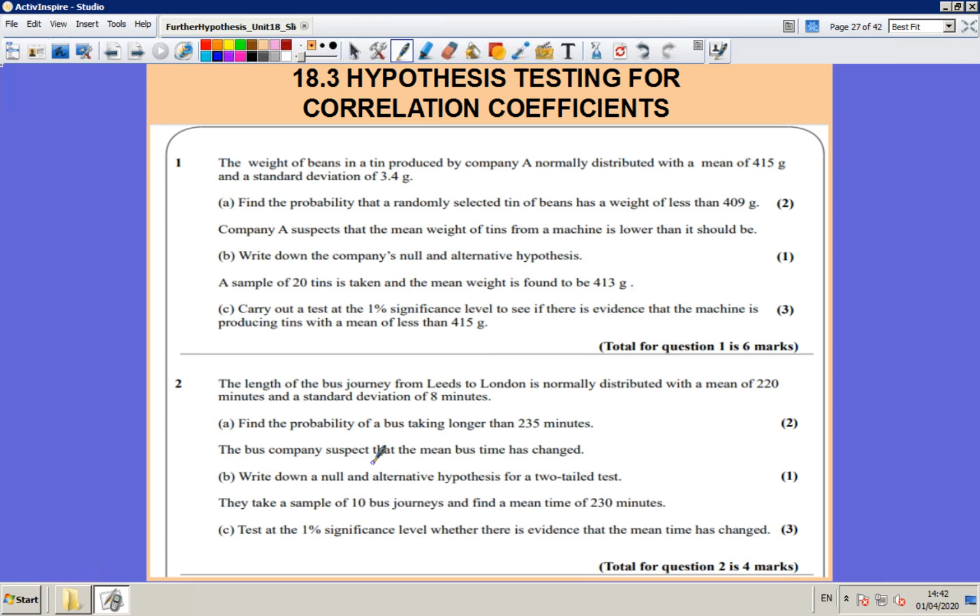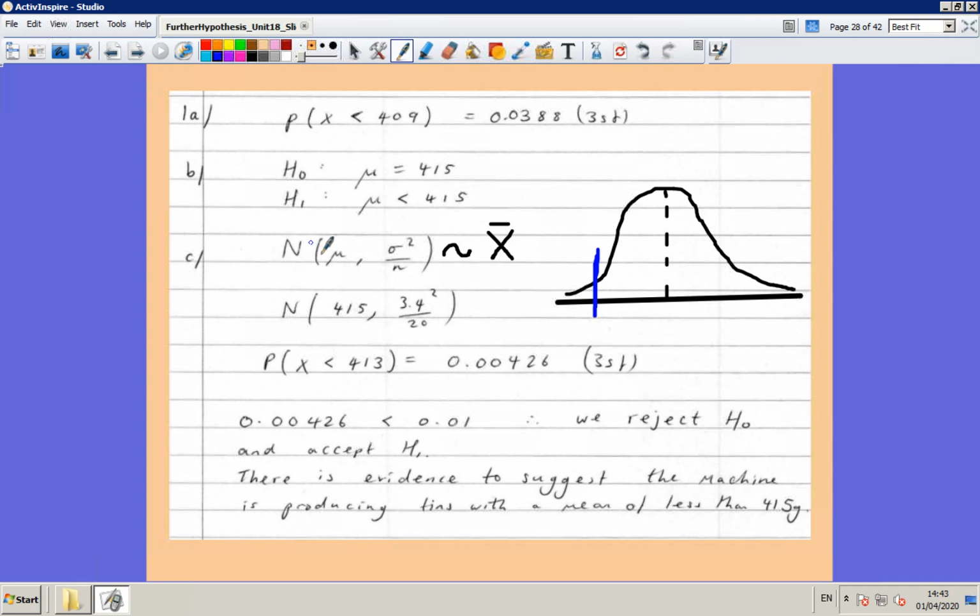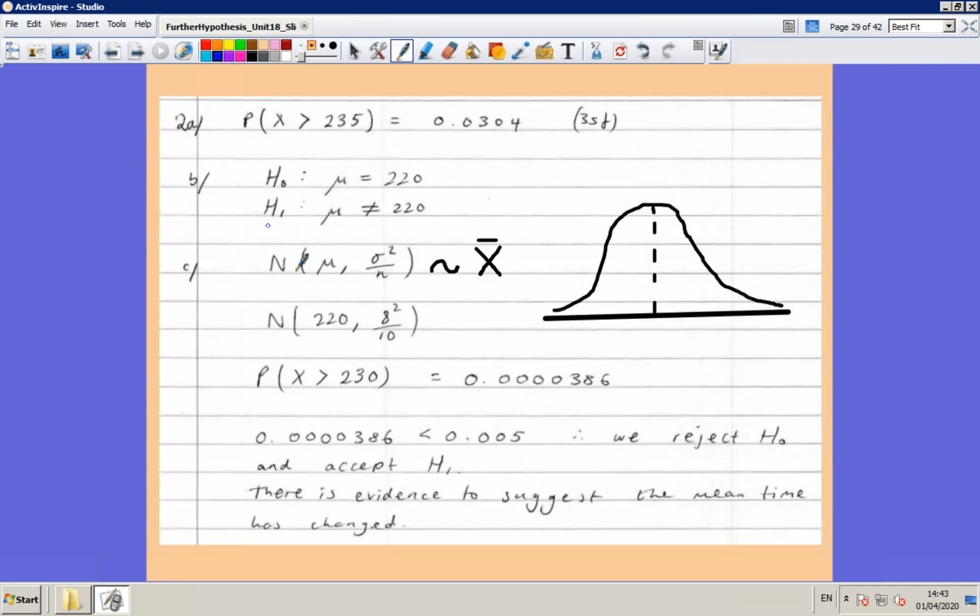And then we take a sample of 10 bus journeys and find that they have a mean time of 230 minutes. Test at the 1% significance level whether there is evidence that the mean time has changed. Okay, so the sample mean is going to be normally distributed, and it's going to have a mean of 220, equal to the population mean, but its variance is going to be 8 squared divided by the sample size, which is 10.